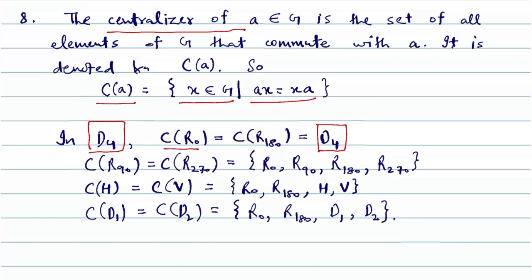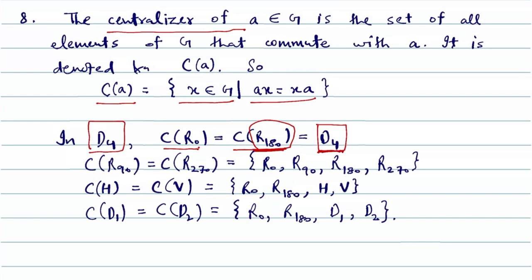R0 is the identity of D4, and because the identity commutes with all the elements, naturally the centralizer of the identity element will contain the whole group. And the centralizer of R180 is also D4. The reason is that R180 is in the center of the group D4, and a central element commutes with all the elements of the group. That's why the centralizer of R180 is also D4.